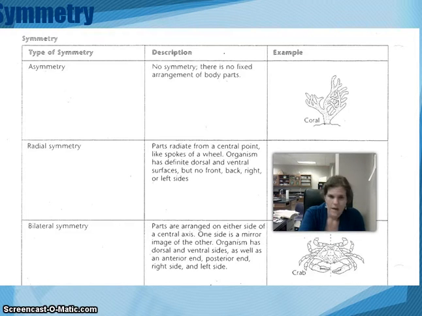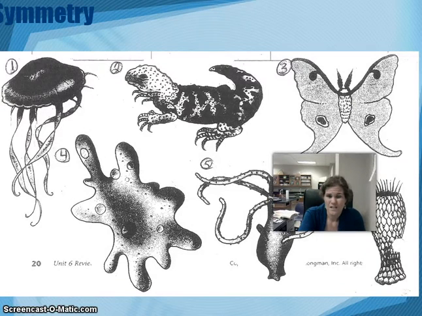Okay? And so what I want you to do is look at these 6 creatures, and you're going to decide as you look at these creatures, are they asymmetry, are they radial symmetry, or are they bilateral symmetry? Okay, and that's what you're going to put in 1 through 6 there at the bottom. And then you are done with this page.